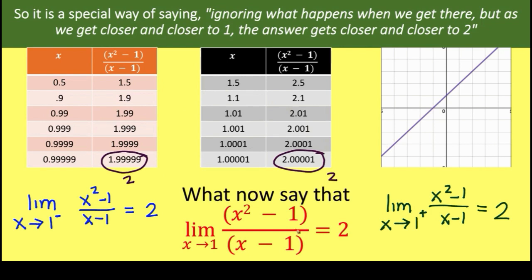Another important thing for you to consider here is that the value of the function at x equals 1, that is at f of 1, was computed as undefined in our previous computation. So even if at x equals 1, the function is undefined, we are not interested in the exact value of the function at f of 1.